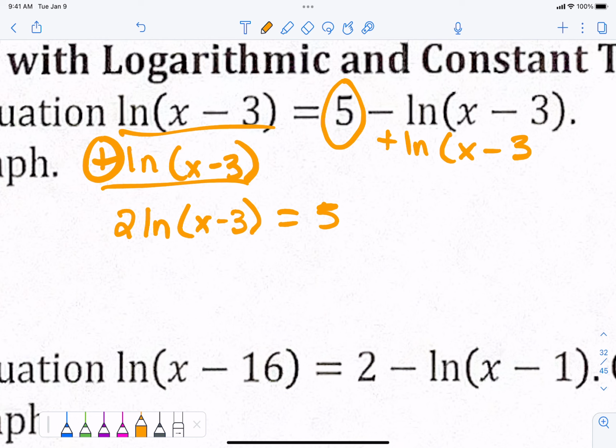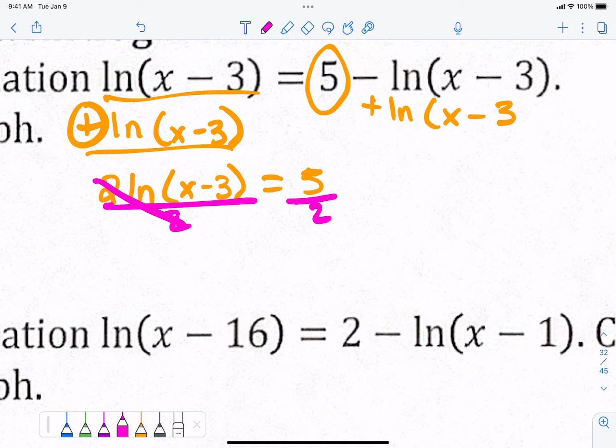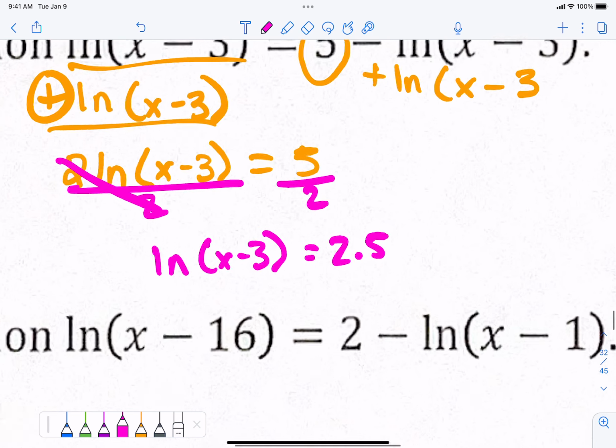Okay, I don't want to FOIL. Do you see where I get the 2 from? Now what can you do? Divide by 2. We would rather take 5 divided by 2 than FOIL, right? ln of x minus 3 equals 2.5. I would rather do that than FOIL, yeah?